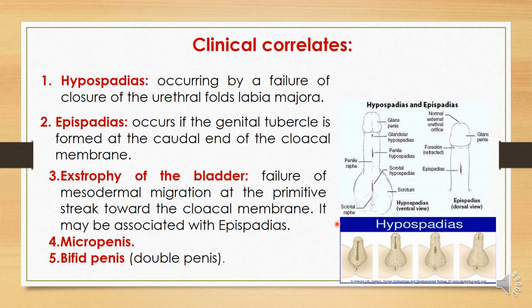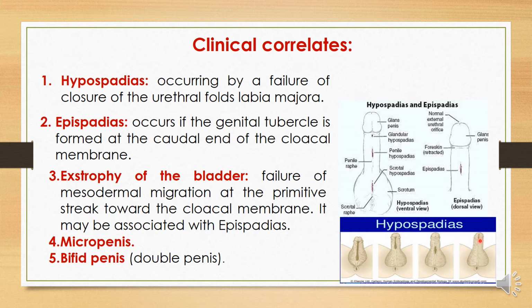Now, the clinical correlates. First, hypospadias occurs by a failure of the closure of the urethral fold, also called the scrotal fold. It causes an abnormal urethral opening at the inferior aspect of the penis. Massive failure will result in separation of the scrotal swellings. They may simulate the labia majora.